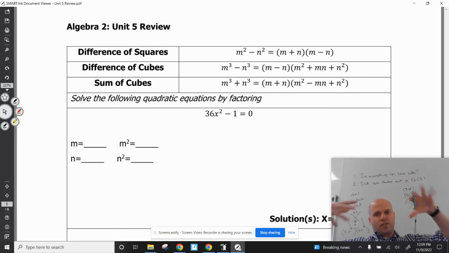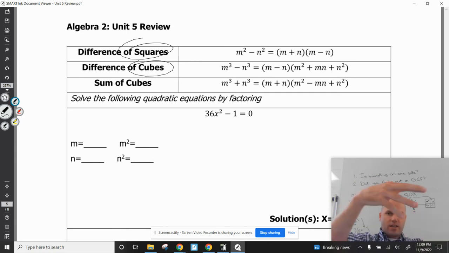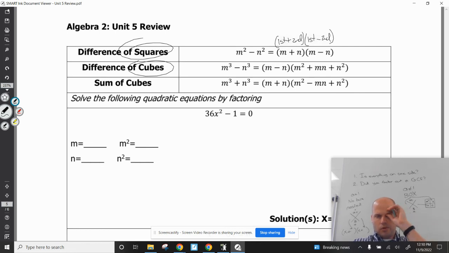Yo, difference of squares, difference of cubes. Identify if you have a square or if you have a cube. Think about what can be squared to get your term. I'll call that my first. Difference of squares are easy. So it's going to be your first plus your second, your first minus your second. That's the whole m's and n's. Sometimes m's and n's and numbers are messed up.